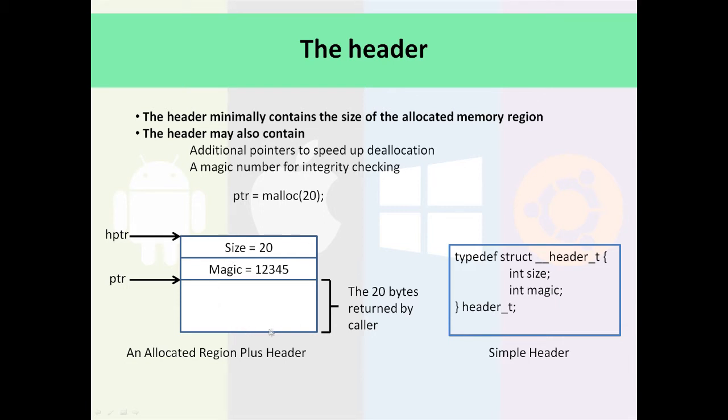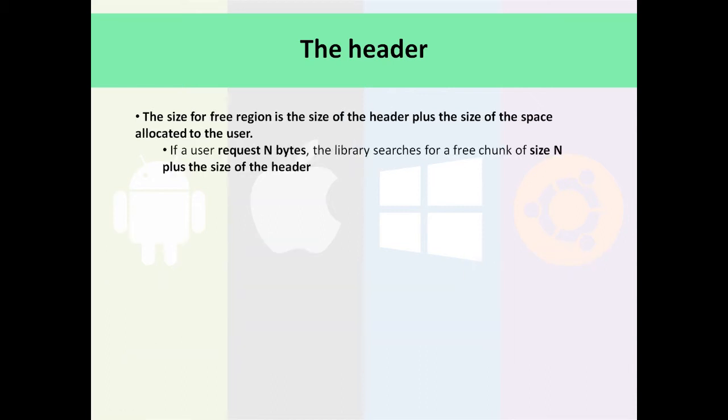Now, obviously, this has been defined as some sort of structure, and hypothetically, you could see on the right-hand side here what this structure would look like. So it would have a size variable as well as an integer variable to store the magic number, and this would be our structure for our header. Okay. So that means that the size required for our free region is now the size of the header plus the size of the space allocated to the user. So if a user requests, say, n bytes, the library searches for a chunk of size n plus whatever the size of the header is.